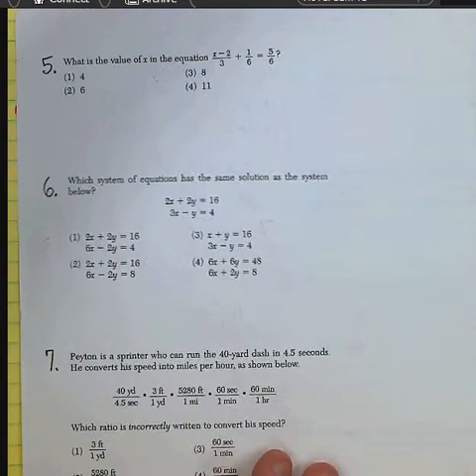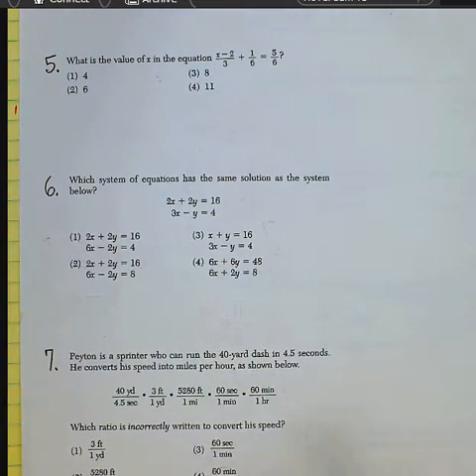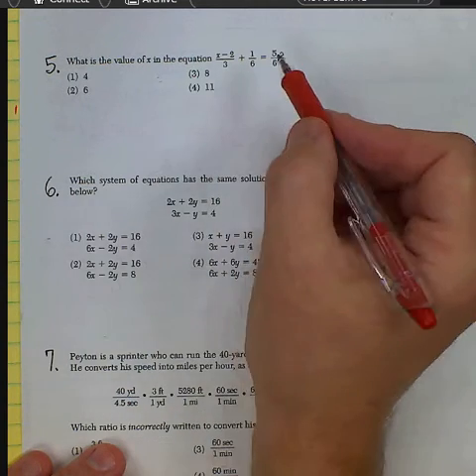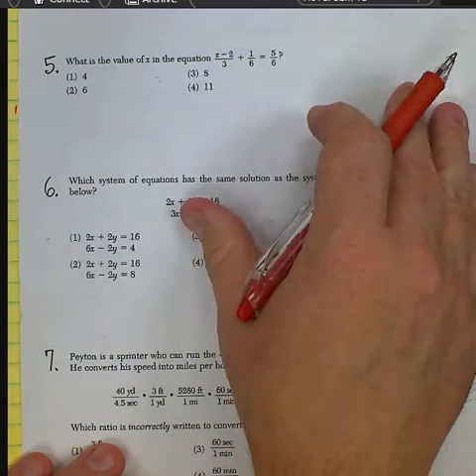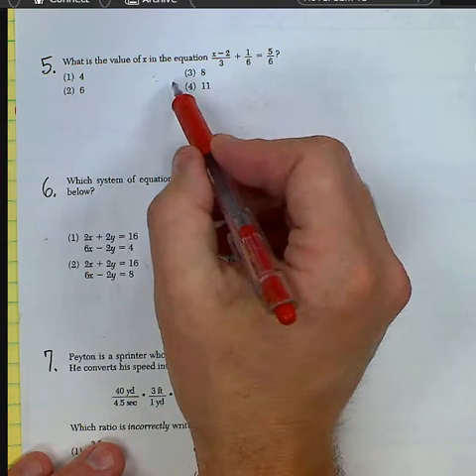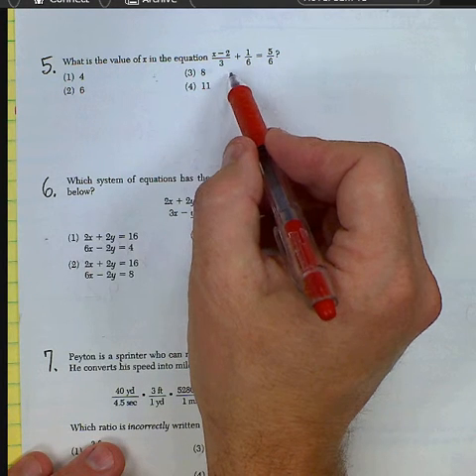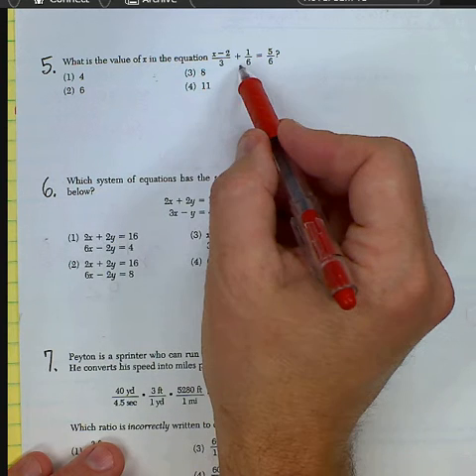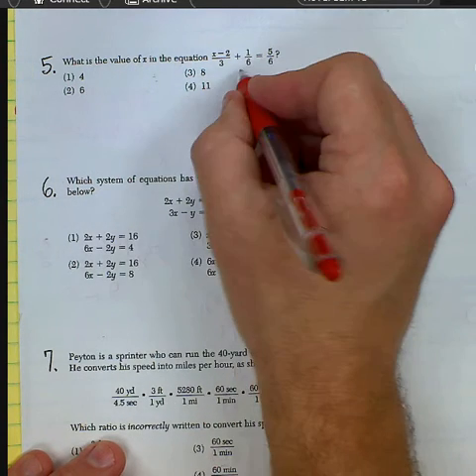I flip to the back. Make sure we're set up. Here we go. Question number 5. Question says, what is the value of x in the equation? Again, you can plug in all of these numbers to see what you're going to have, which is fine. Or you can try to solve for that number. So I'm going to try to solve for it. I'm going to show you what we do.